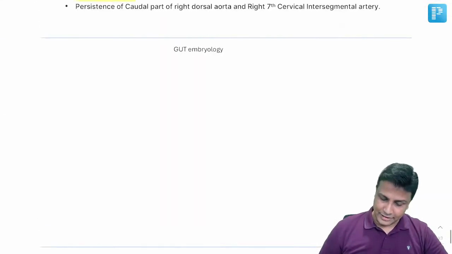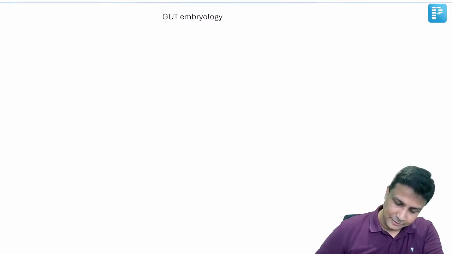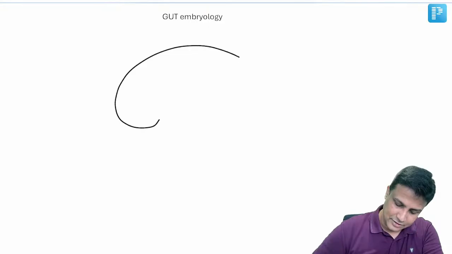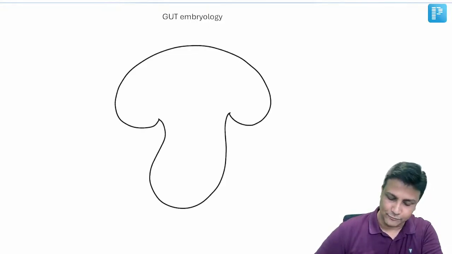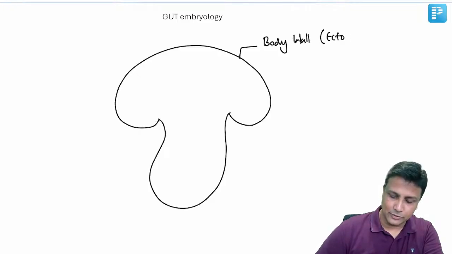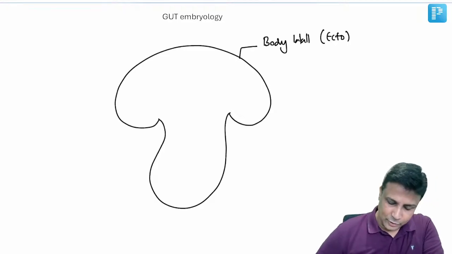Now welcome to the next one here in embryology, that is gut embryology. In gut embryology, nowadays they are asking many questions, sir. For example, if this is your developing embryo here and it is already folded, the craniocaudal fold here. And this one here will be the body wall of the embryo. And the body wall of the embryo will be derived from where? It is derived from ectoderm. Now, what about the endoderm here?